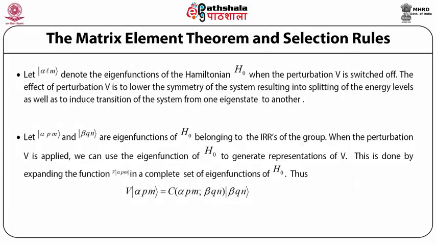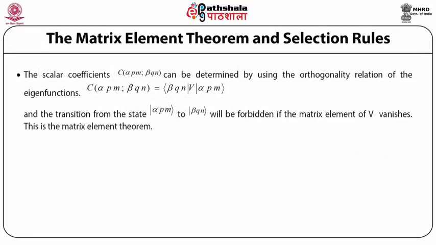Let alpha Pm and beta Qn be eigenfunctions of H naught belonging to the irreducible representations of the group. When the perturbation V is applied, we can use the eigenfunctions of H naught, that is the unperturbed Hamiltonian, to generate representations of the perturbation V. This is done by expanding the function V acting on the eigenfunction alpha Pm in a complete set of the eigenfunctions of the unperturbed Hamiltonian H naught. Thus, the effect of V acting on alpha Pm can be expanded in terms of a complete set of eigenfunctions of H naught as C alpha Pm beta Qn, where C is the coefficient of beta Qn.